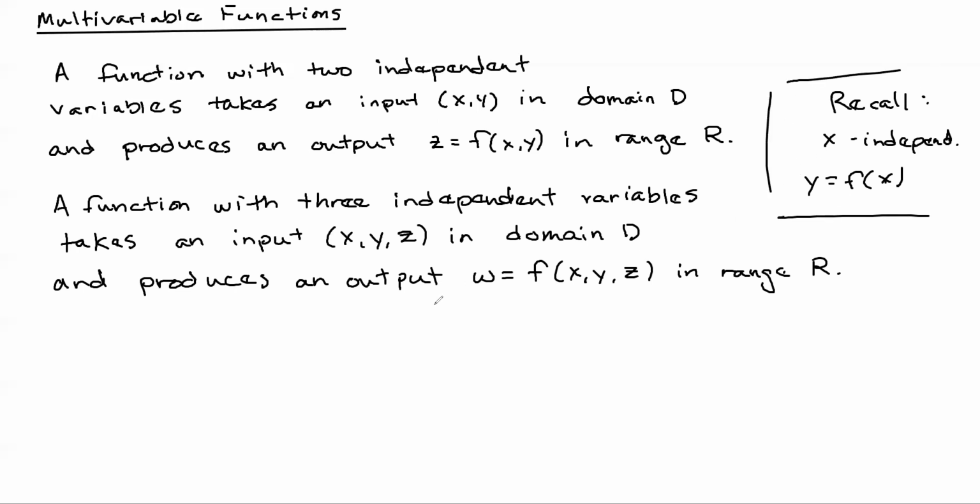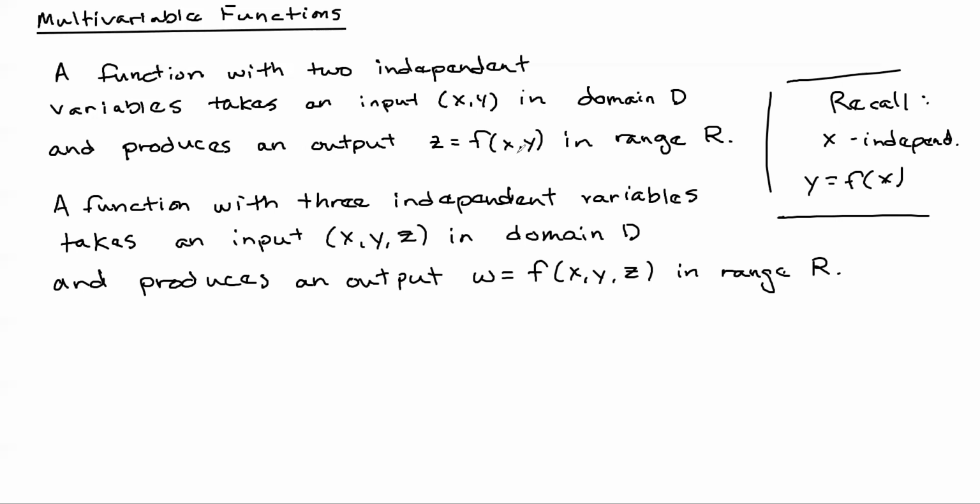Another comment is that as functions become more complicated, instead of input and output, you might see the word mapping. You might see a definition that says a function with two independent variables maps x, y to z equals f of x, y. So a mapping versus input and output are the same idea. There's really no difference between those. It's just a way of viewing it.